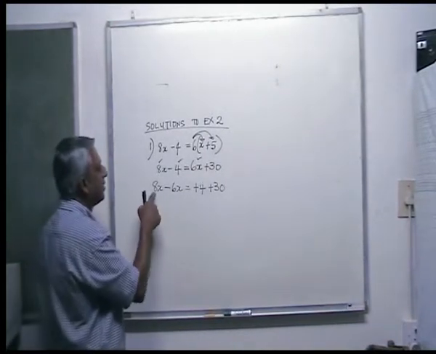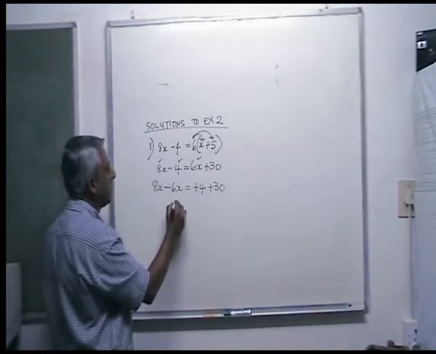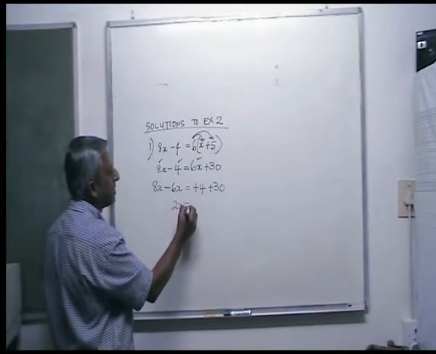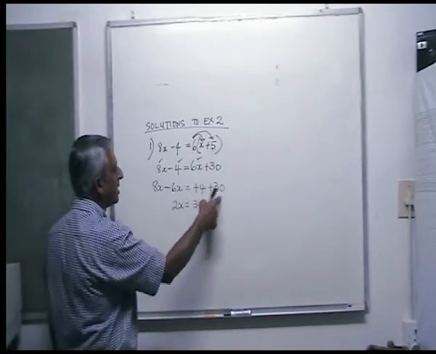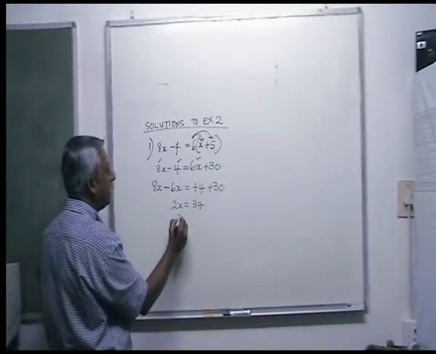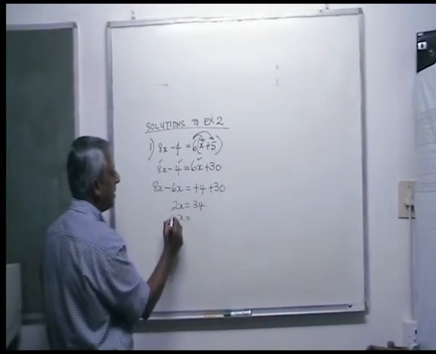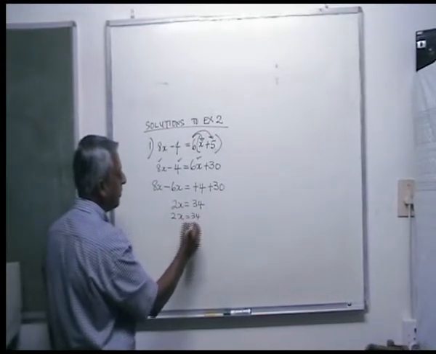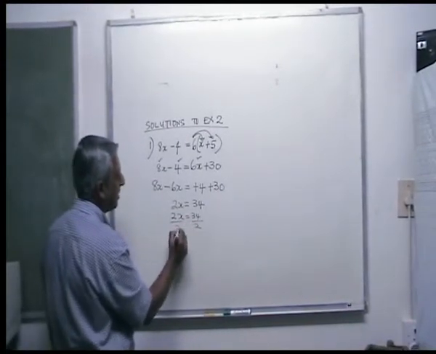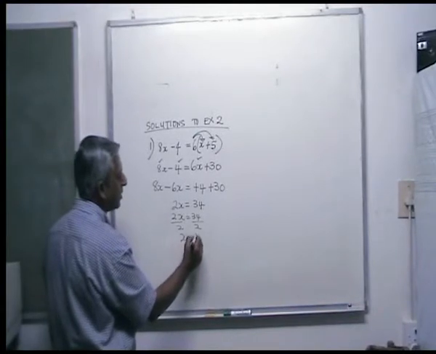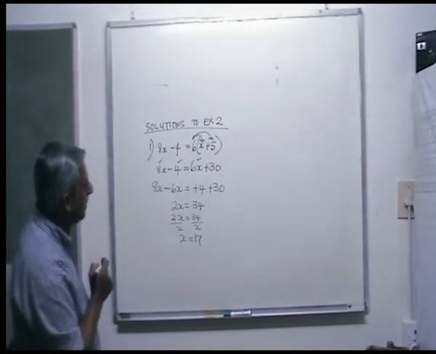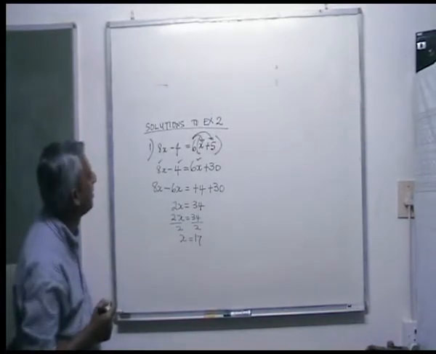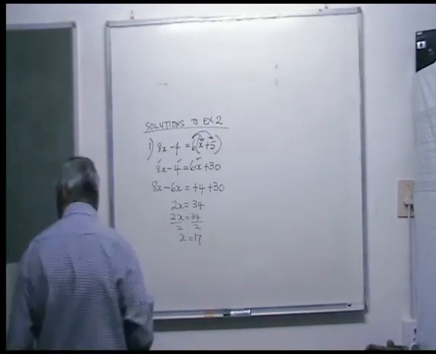8x minus 6x, in other words 8 minus 6 gives you 2. 2x is equal to 34. See, 4 plus 30, 34. And then x is equal to, well, you're taking your 2x and your 34, you're dividing by 2, dividing by 2. You're left with x is equal to 17. Alright, so that's your final answer for the first one.